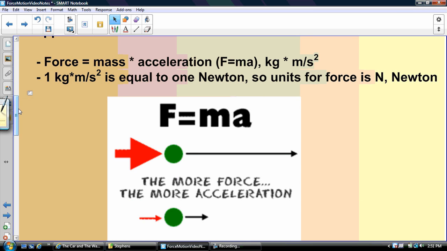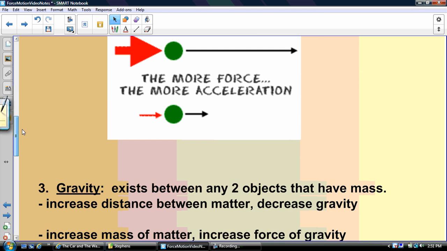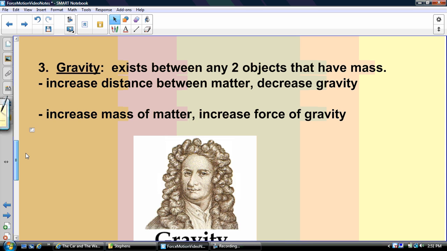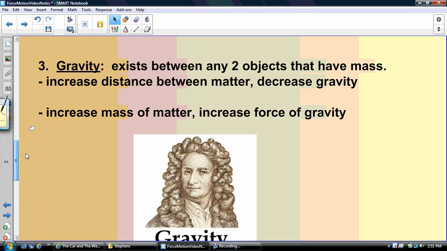The more force, the more acceleration. That makes sense. One thing that Sir Isaac Newton made sure he explained is that gravity was probably one of the most important forces that we have. It's always going to exist between any two objects that have mass. We've talked about this before. If you increase the distance between matter, it decreases gravity. Increase the mass of matter, you're going to increase the force of gravity.